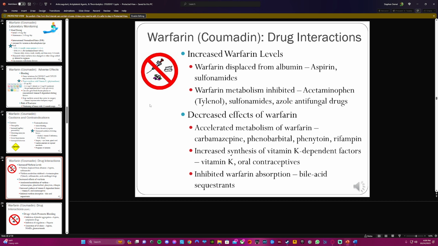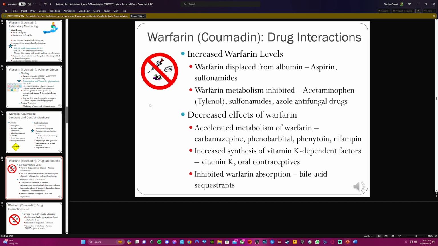Warfarin drug interactions. There are increased warfarin levels through warfarin being displaced from albumin through aspirin and sulfamides. Warfarin metabolism is inhibited by acetaminophen or Tylenol, sulfonamides, and azole antifungal drugs. Other things have a decreased effect on warfarin, such as an accelerated metabolism of warfarin through carbamazepine, phenobarbital, phenytoin, and rifampin.